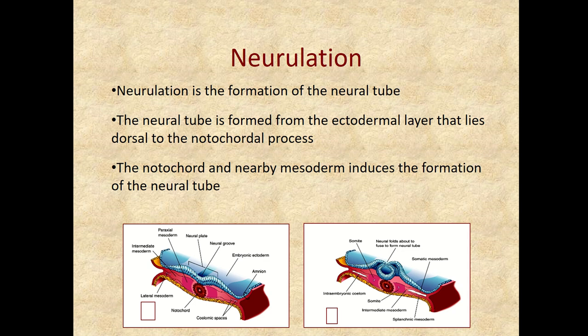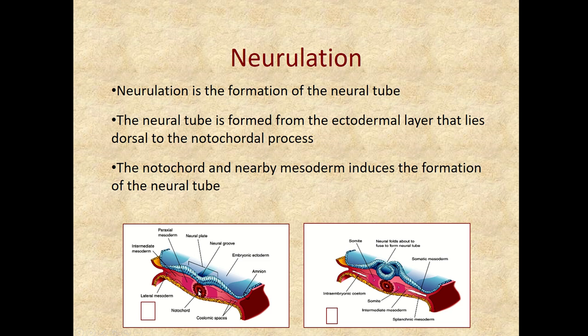Okay, now we have developed that notochordal process. Here I can show you a transverse or axial view of the embryonic disc. Here's up where the amnion is, here's down where the umbilical vesicle is, and here's the ectoderm, the mesoderm, and endoderm, and here we have that notochordal process.